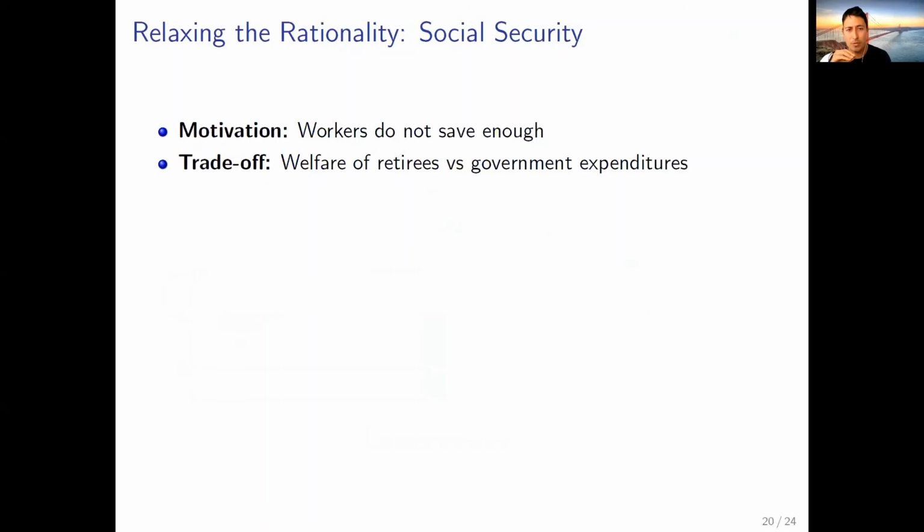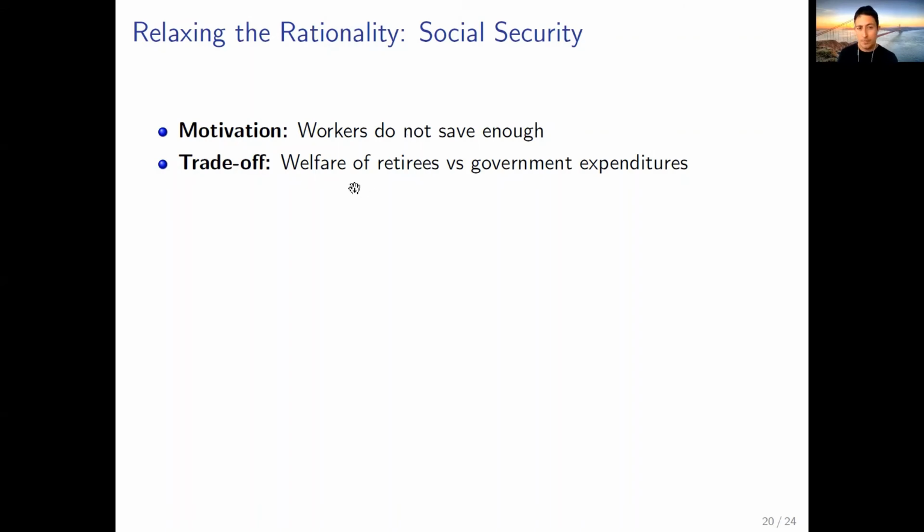So in the final part of this lecture, I want to talk about how we relax the rationality assumptions. And to do that, I'm going to discuss Social Security, which is a policy that is super important and super expensive for the government, in which the government transfers money to the retirees in order to make them better off upon retirement. The motivation is that workers throughout their life just don't save enough. We saw that during the Great Recession, people didn't save enough, and then they come to retirement and they are super poor, they cannot afford healthcare and so on.